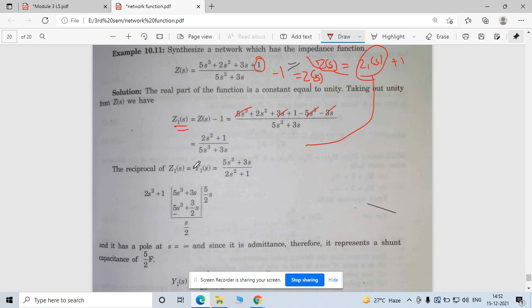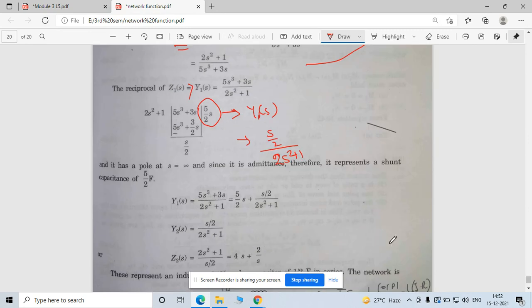Take the reciprocal of this Z1 of s, you will get Y1 of s. Okay, now divide these two, numerator by the denominator. The same process, this is your Z1 of s, right? Sorry, Y1 of s. And Y2 of s is nothing but your remainder upon divisor, so s by 2 divided by 2s square plus 1. Now the same process you have to proceed.